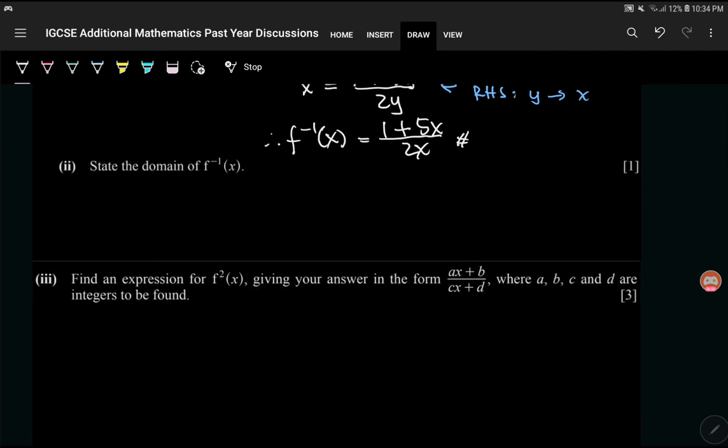Second, state the domain of inverse f of x. We need to know that this function is a rational function.